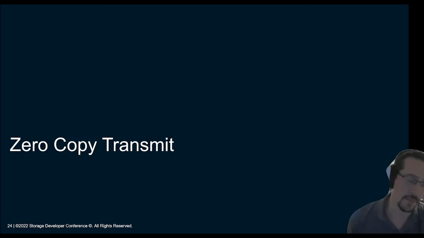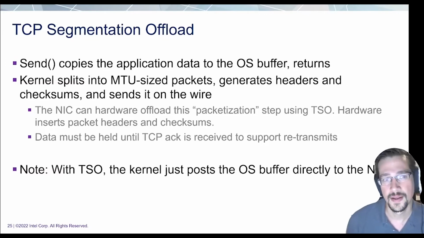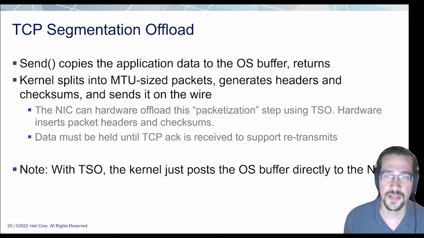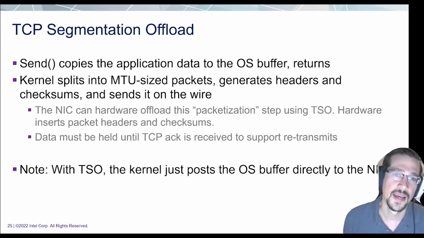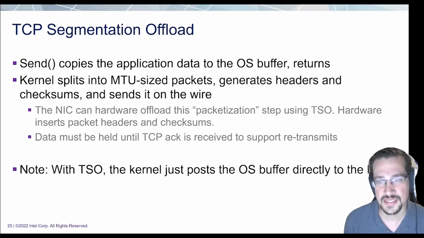Okay, so coming around to the end here, we'll talk about zero copy transmit next, and we'll close out with io_uring. So zero copy transmit depends on a couple of cool hardware features. One in particular is called TCP segmentation offload. When you do a send, the data is copied into an OS buffer and the send returns. Without hardware offload, without TCP segmentation offload, TSO, the kernel would then take the data that you posted into that buffer, and it would packetize it.